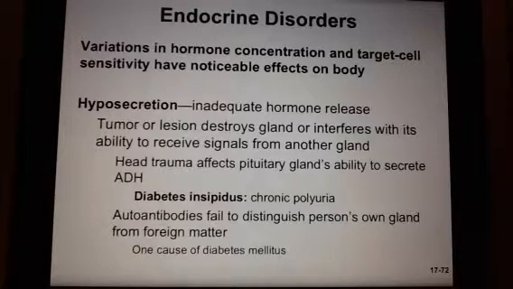This can be from a tumor that makes the gland not able to secrete the hormone or not able to receive the signal to make the hormone. There's lots of examples. And keep in mind on this video, we're just going to go through a few examples. We can't ever talk about all the endocrine disorders. We're just going to talk about the most common. And so hyposecretion, we're going to see that quite a bit.